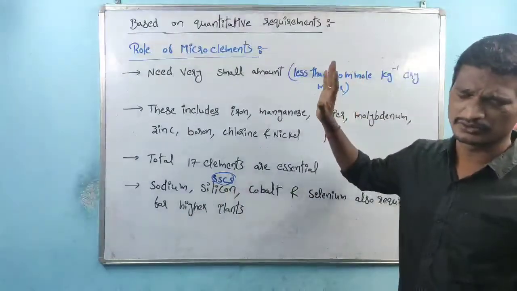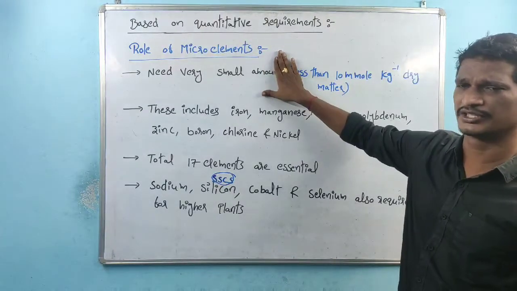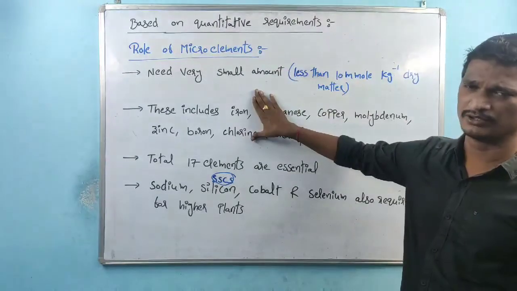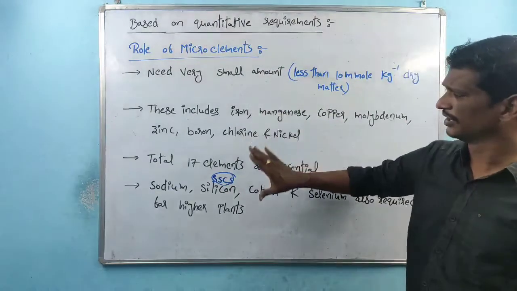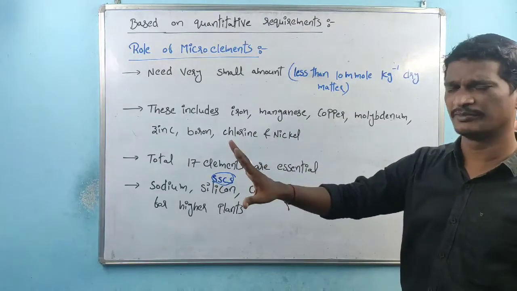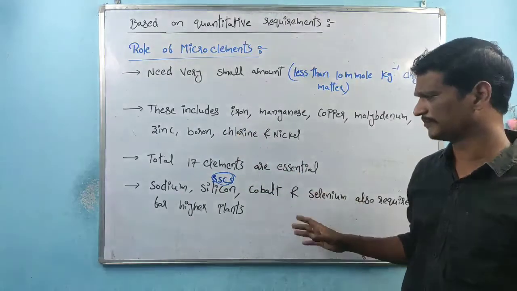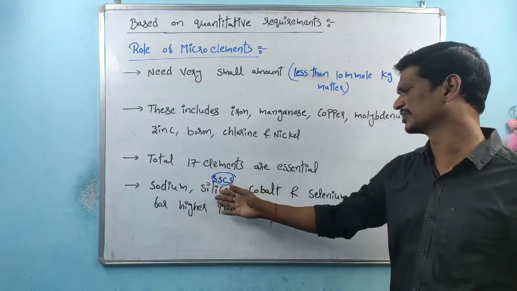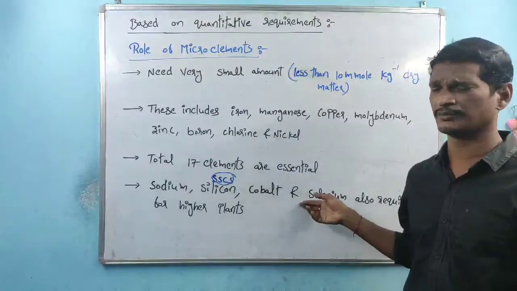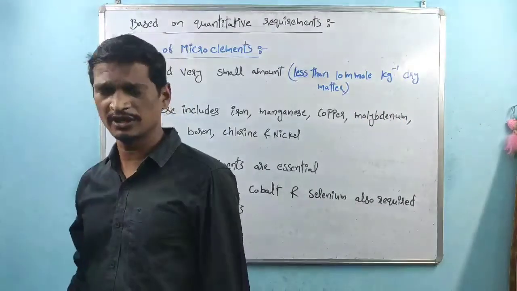So what I'm trying to say is that micro elements are needed in minimum concentration, less than 10 millimole per kg, and these are the examples. Total 17 elements are essential, and some are beneficial. The examples are sodium, silicon, cobalt, selenium. These are the beneficial elements. That is about the micro elements.